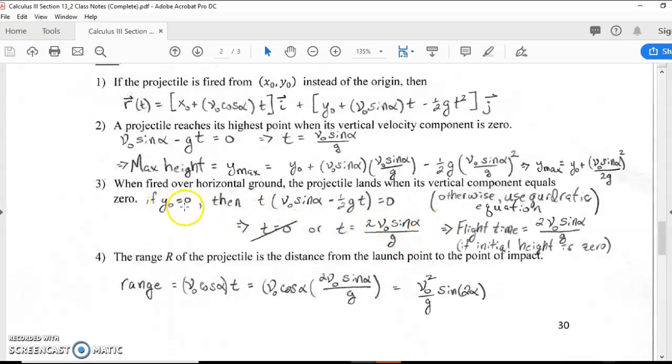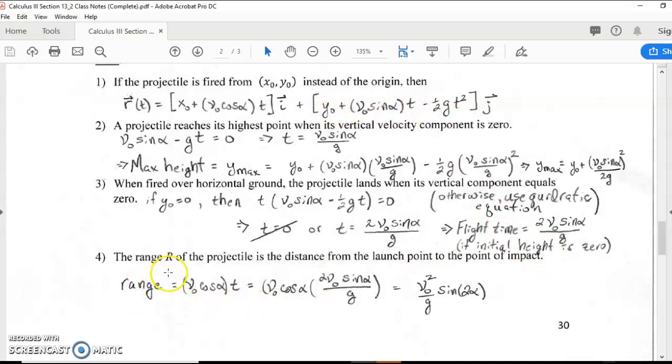Now, if y naught is not 0, then you just use the quadratic equation right here on the vertical component, on the j component of the position function. You want to set that equal to 0. You can solve for t, and you can do that. So it just depends on what y naught is, so I won't do that in general.